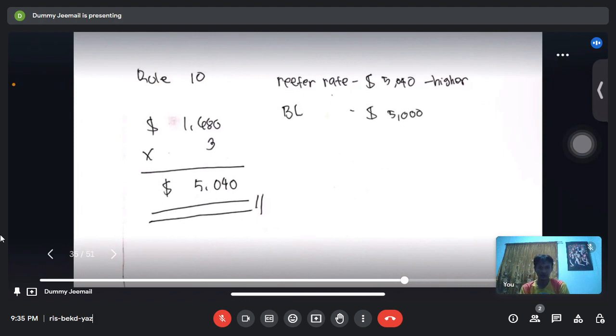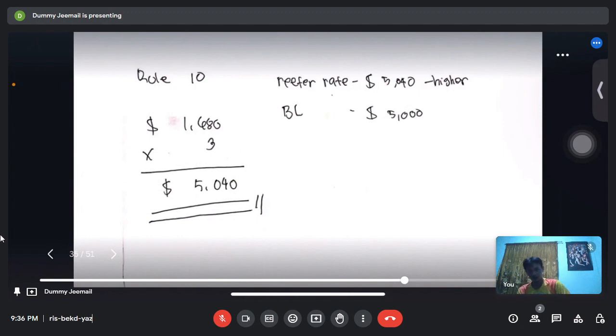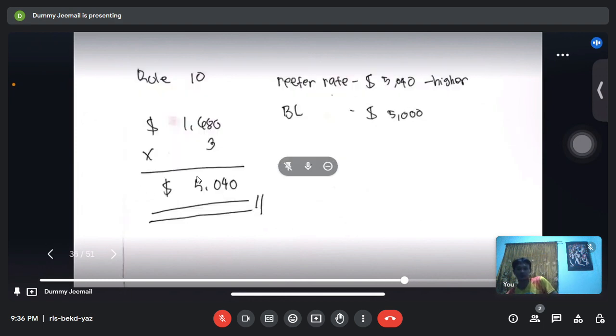So since higher ang reefer rate, mo siya ang ato ang dutiable freight. But if naa siya nasa certification, if with certification, automatically ang atong dutiable freight is 5,000. Pero wala man. So we are going to compare. So ato ang answer is $5,040.